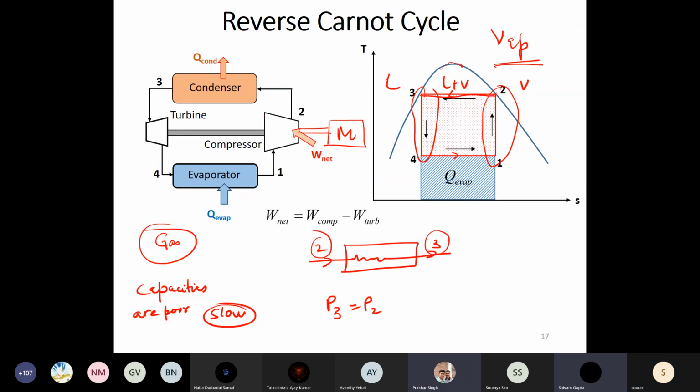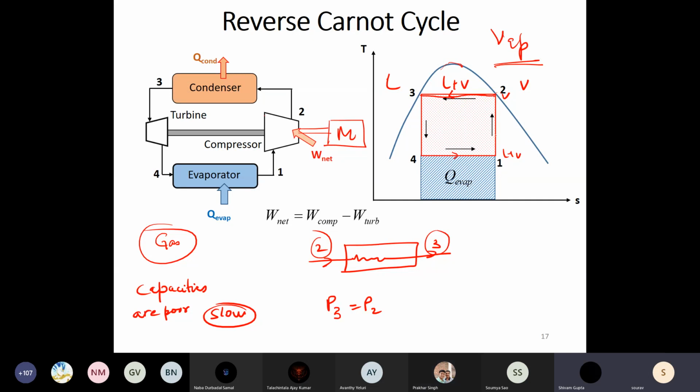So from process 3 to 4, isentropic expansion, or 1 to 2, isentropic compression, we are changing from liquid plus vapor to pure vapor. So the part with the liquid is converting to vapor, so the entropy difference is high, and we are telling it to be isentropic.